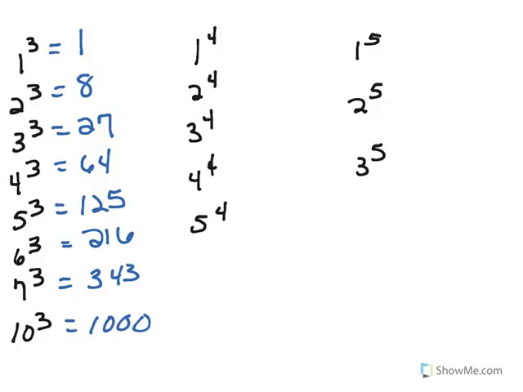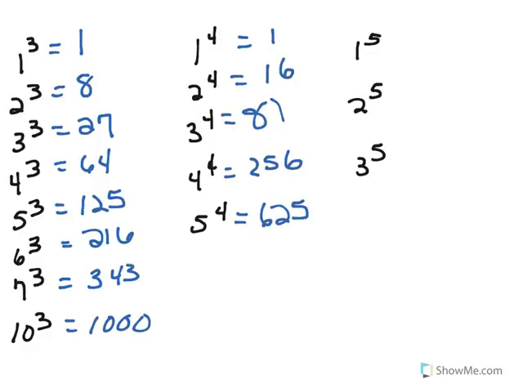Let's look at some powers of 4. 1 to the fourth would be 1. 2 to the fourth, that's 2 times 2 times 2 times 2, would be 16. 3 to the fourth is 81. 4 to the fourth is 256. And 5 to the fourth is going to be 625. And just a few more. 1 to the fifth is 1, 2 to the fifth is 32, and 3 to the fifth is 243.